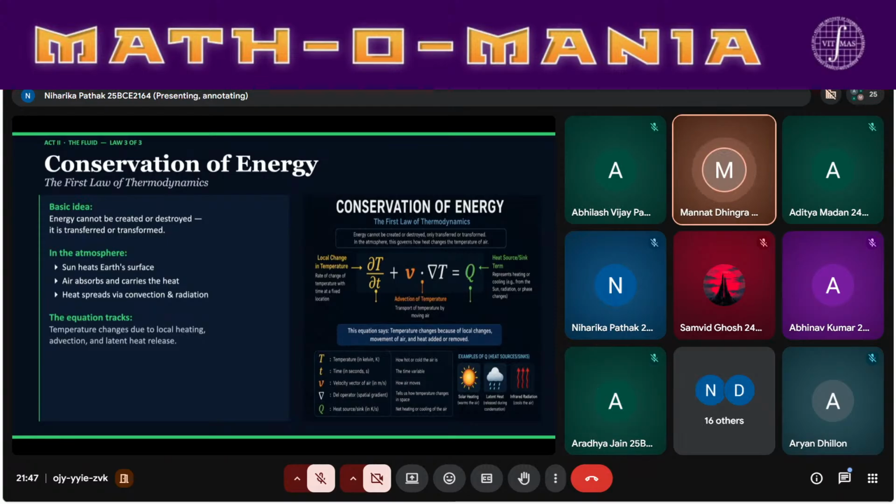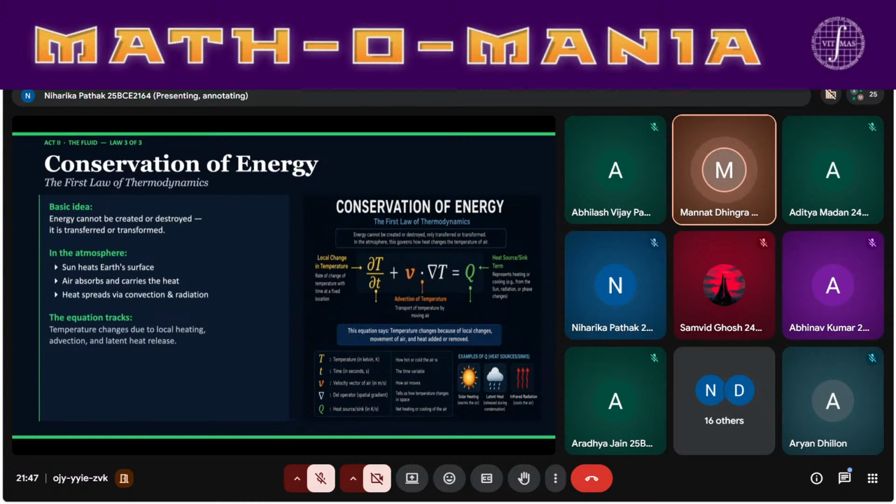Capital T is temperature and small t is time. So this term basically means a change in temperature with respect to time at a fixed location or at a fixed point, plus v, which is the velocity vector, the unit is meter per second, into del T. Now where del is again the divergence operator, or you can say the spatial gradient, del of T, and T is temperature as we know, equal to Q.